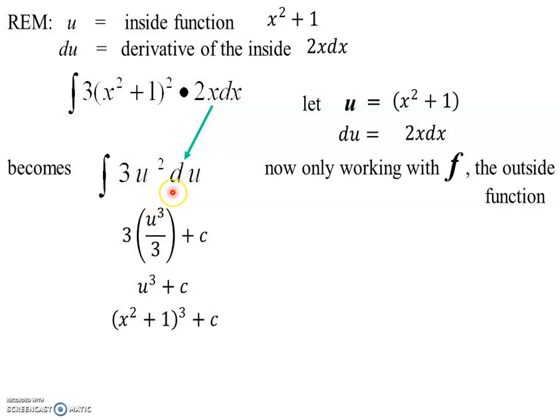So, what is the integration of x raised to n? Yes, x raised to n plus 1 upon n plus 1. That's why u raised to 2 plus 1 upon 2 plus 1. 2 plus 1 gives 3. So we derive 3 in the bracket, u raised to 3 upon 3 plus c. The 3s get cancelled, and we derive the final answer u cube plus c. What is the value of u? Yes, x square plus 1 bracket raised to 3 plus c. So we derive the final answer.